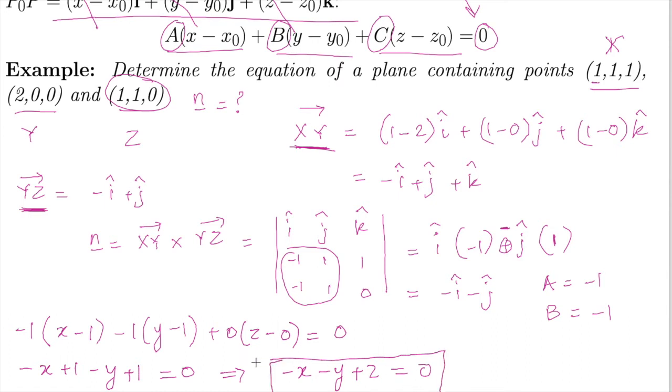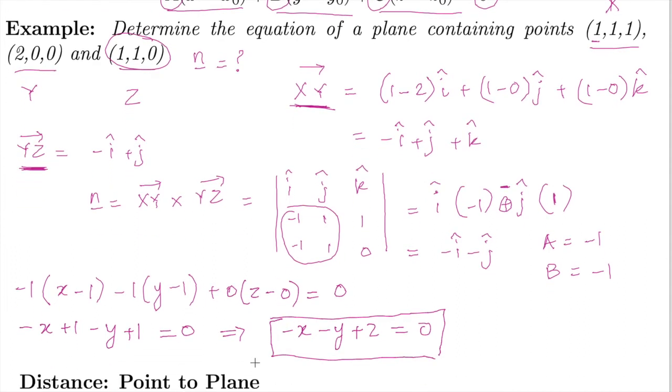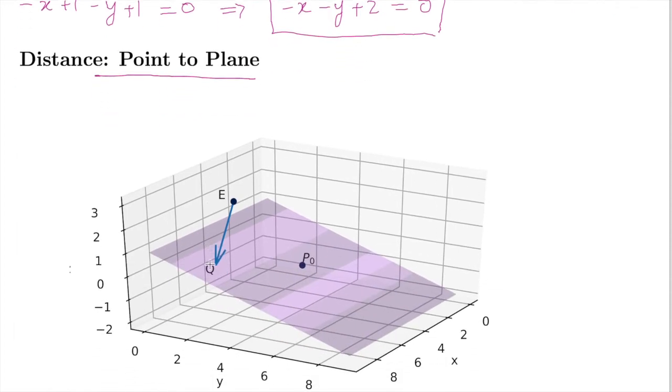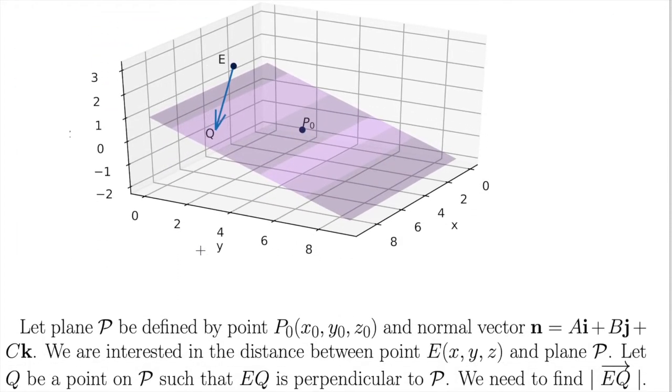Okay. So then we have done the equation of the plane. Now we come to another topic. We want to find a distance from any point to any plane. Let's say we have this point E, and we have this plane, which is our P. And this is the point P0 on it, which is x0, y0, and z0.